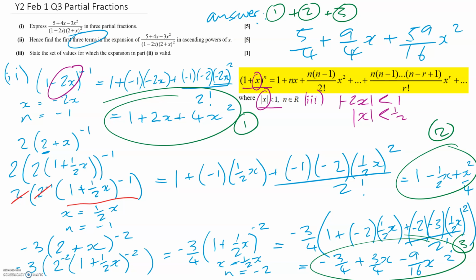And then for both this expansion and this expansion, we need the modulus of a half x to be less than 1. In other words, the modulus of x has to be less than 2, because we're just multiplying both sides by 2.